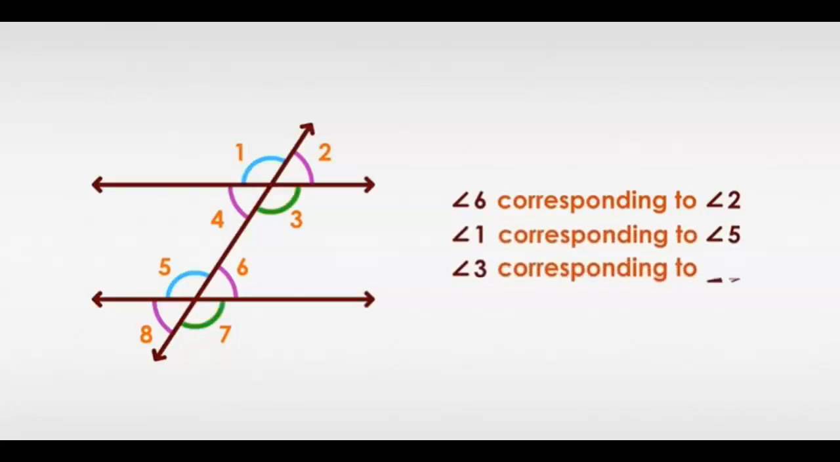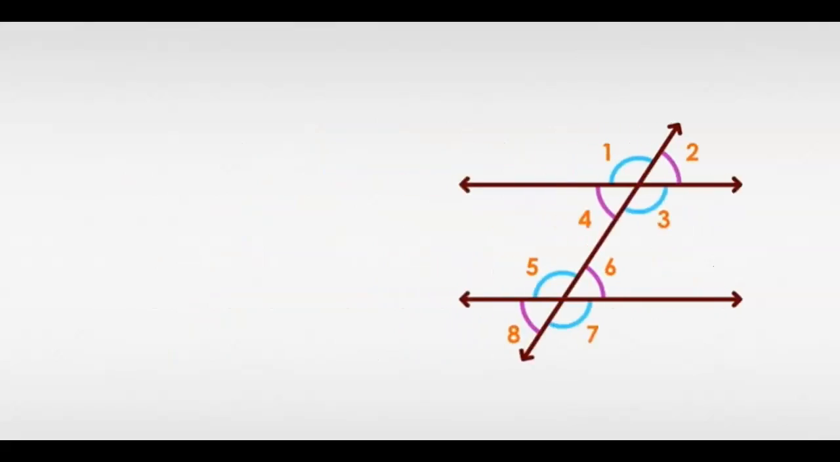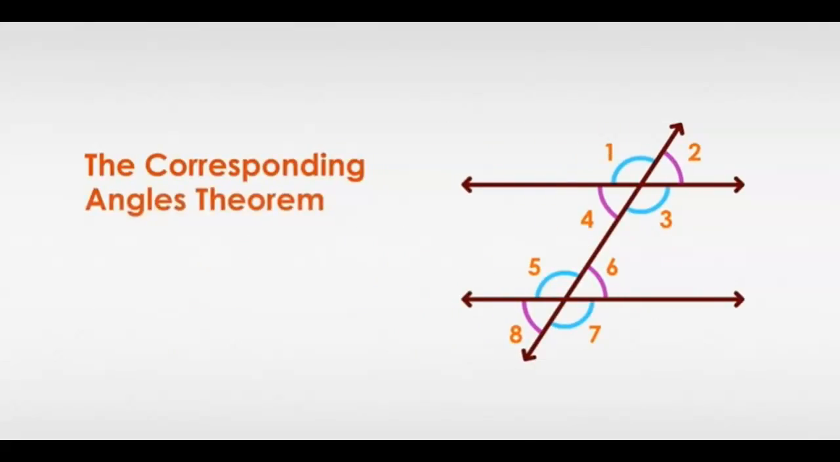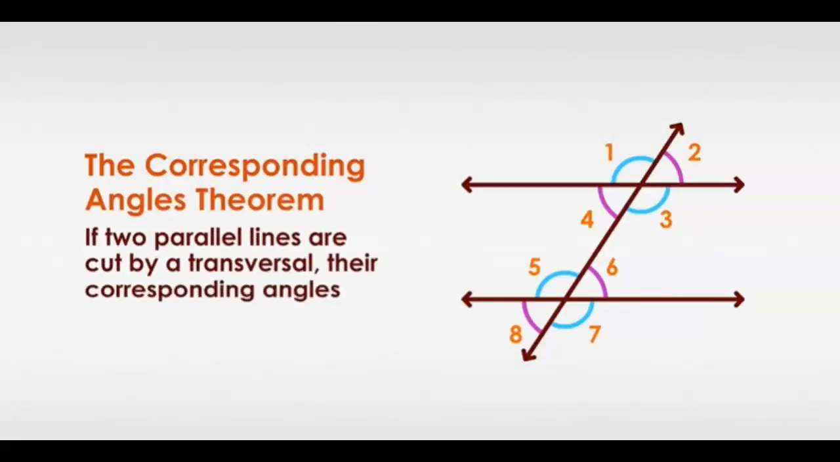Here are the four pairs of corresponding angles. The corresponding angles theorem says that if two parallel lines are cut by a transversal, their corresponding angles are congruent. Because of the corresponding angles theorem, you know several things about the 8 angles created by the 3 lines.